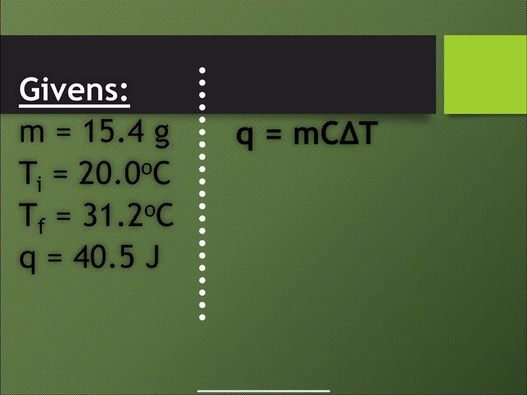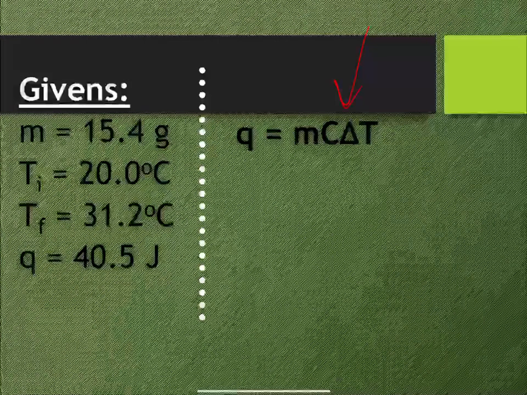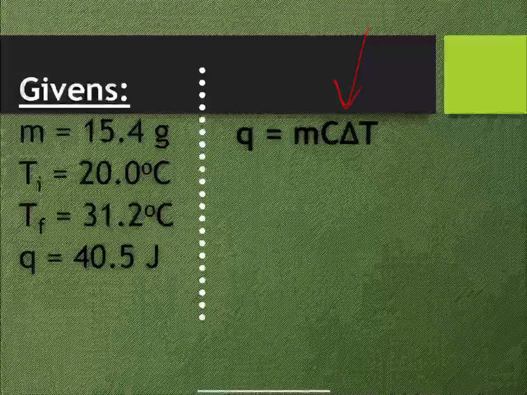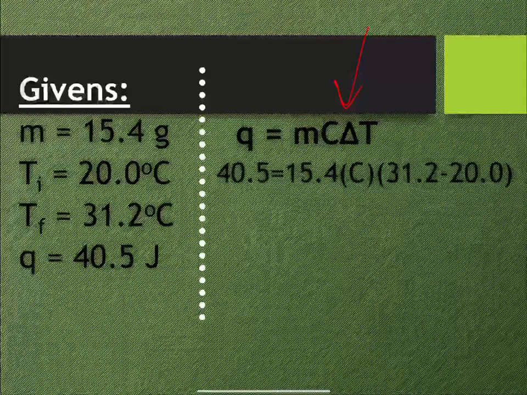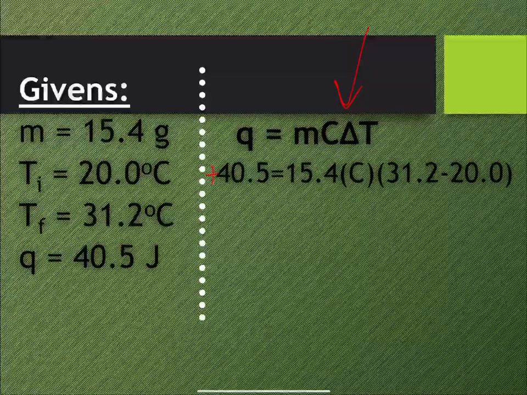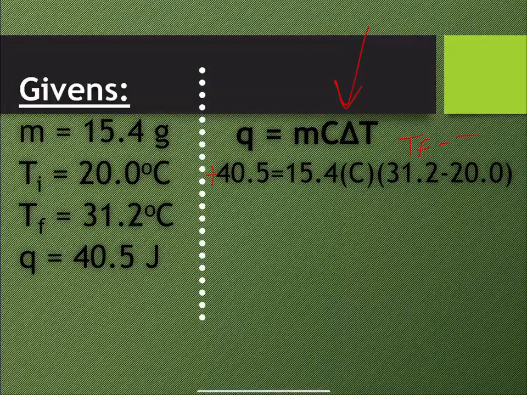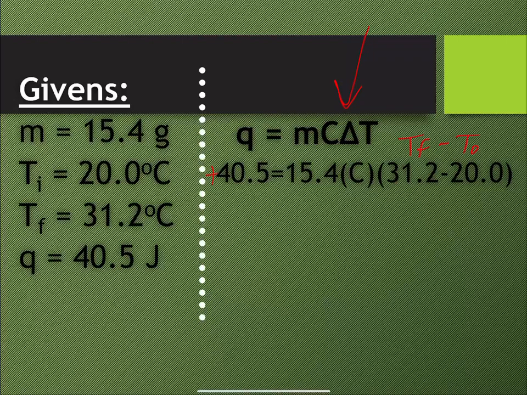So this second part here, this is what you have to do. You have to write down the equation first. Now, we're going to plug in those values. I have my Q as a positive value. Notice here, I have my final temperature minus my initial temperature. And when I say show your work, this is all you have to do. You don't have to do any more than past this.